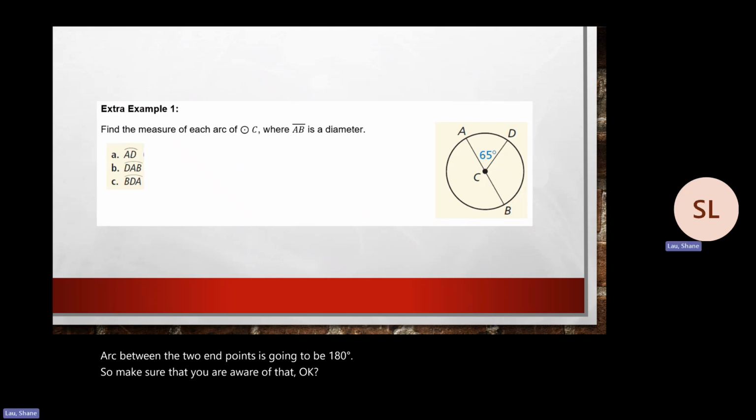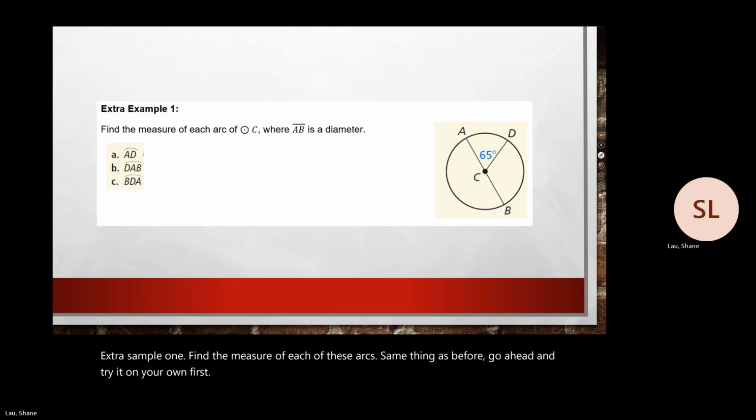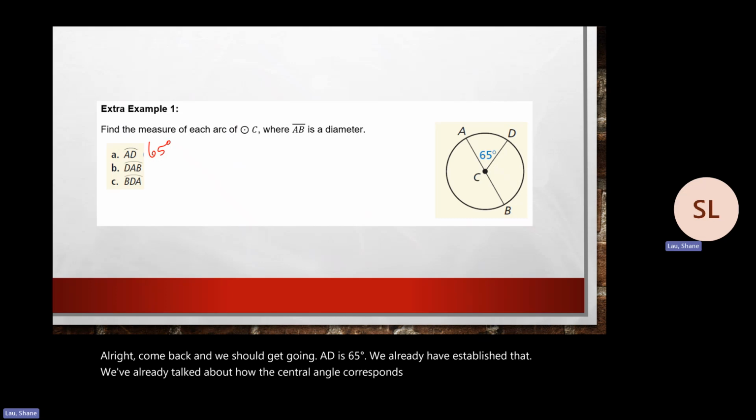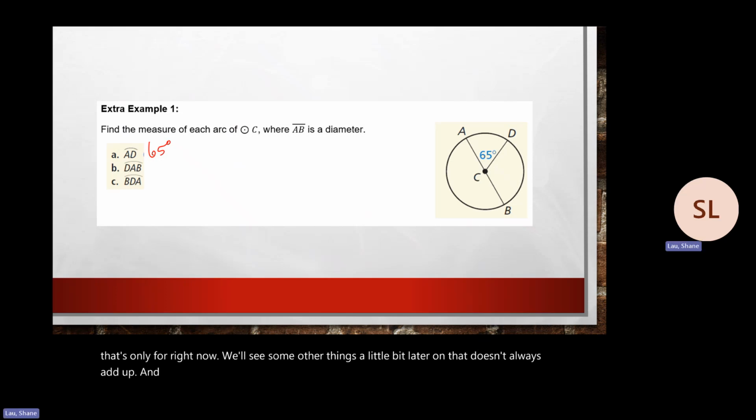Extra example 1, find the measure of each of these arcs. Same thing as before. Go ahead and try it on your own first. All right, come back, and we should get going. AD is 65 degrees. We already have established that. We've already talked about how the central angle corresponds with the arc angle, but that's only for right now. We'll see some other things a little bit later on that doesn't always add up, and I say add up as a figure of speech.